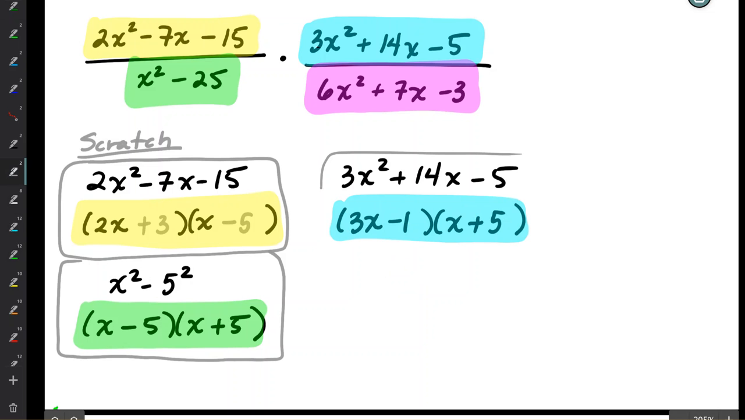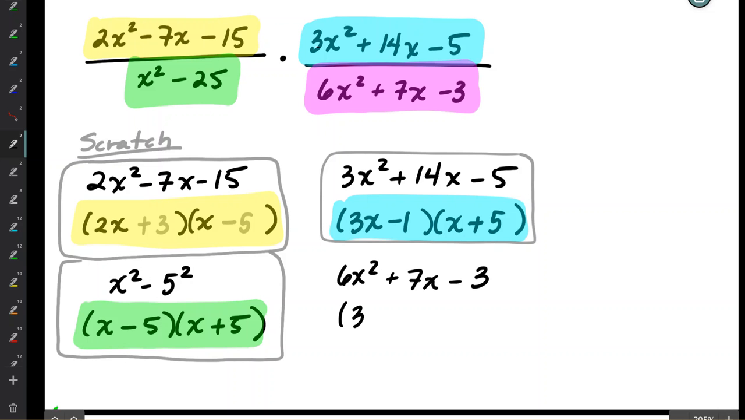And then lastly, pink. And pink, maybe you want to do it the AC method. I'm going to stick with trial and error. Pink has the most choices here with that 6 being composite. That 6x squared could have come from a 3x times a 2x. It also could have come from a 6x and a 1x.